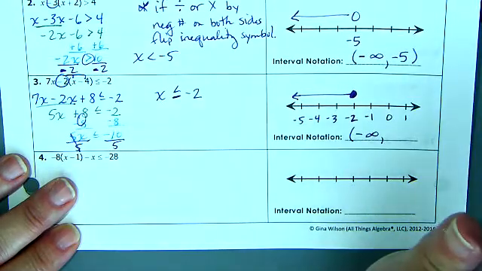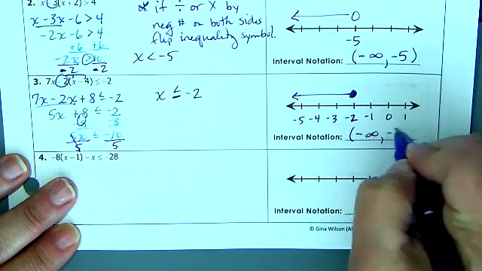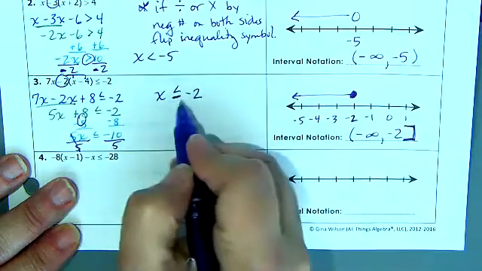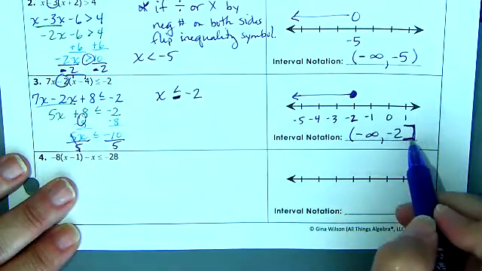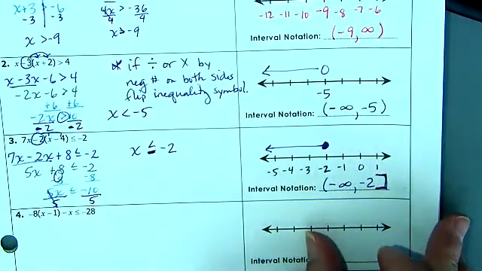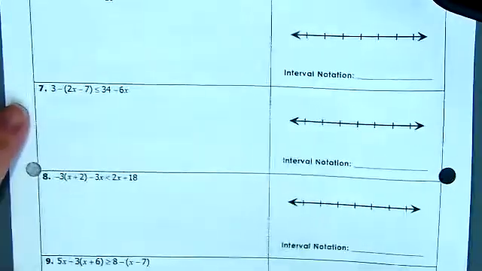This is where it gets different. Because it's equal to, because it's a filled in circle, I have -2, and then I have a bracket. Because it's got the equal to bar, it's a bracket here, not a parentheses. Okay, next example. Moving to number 7.